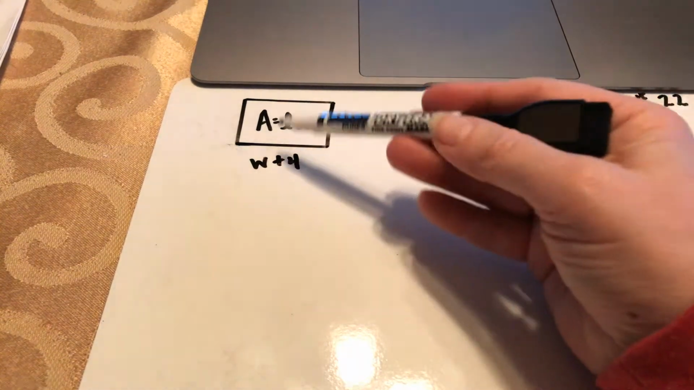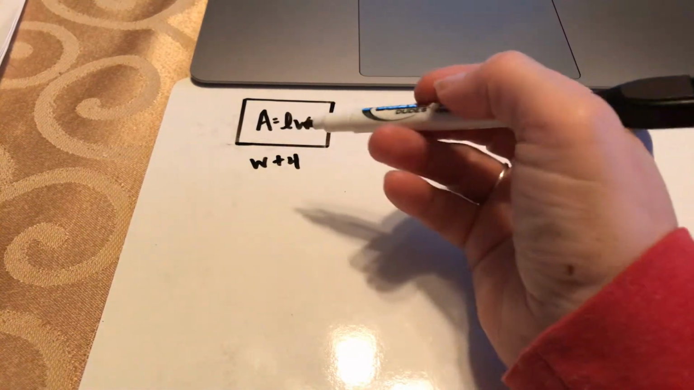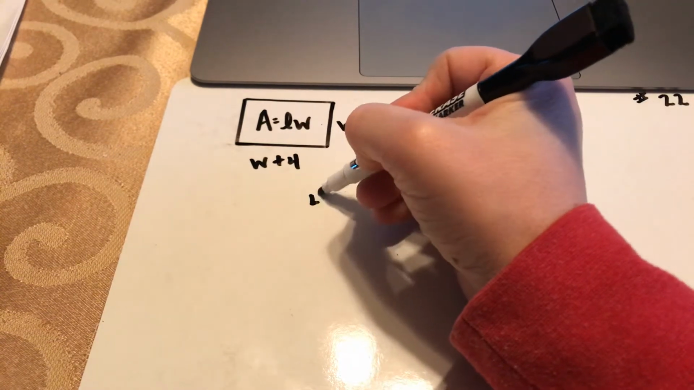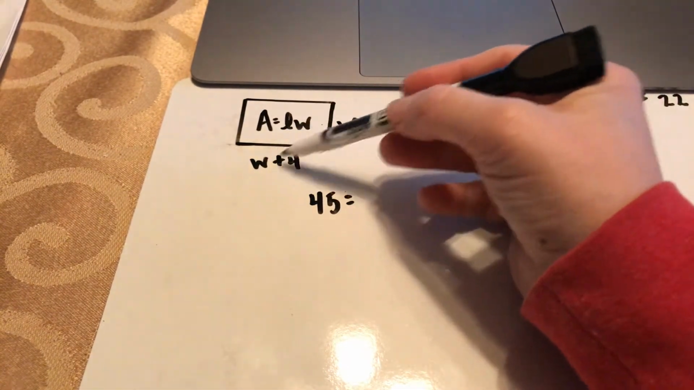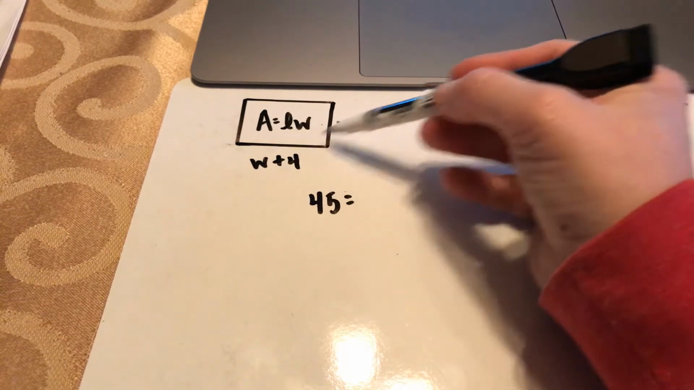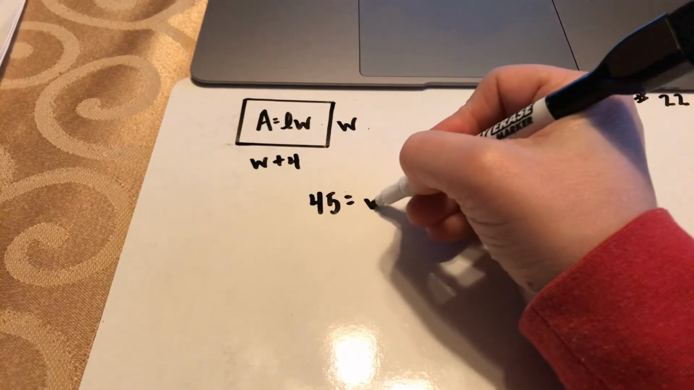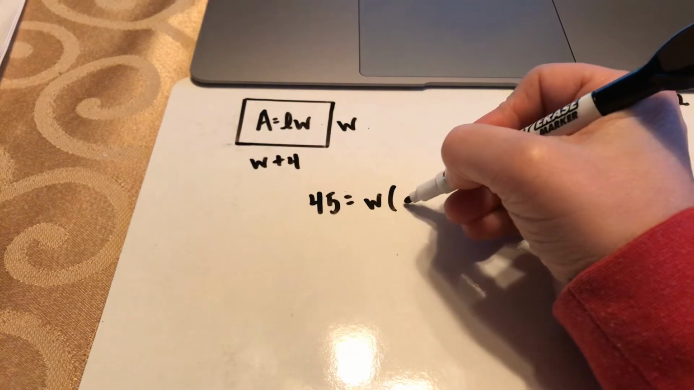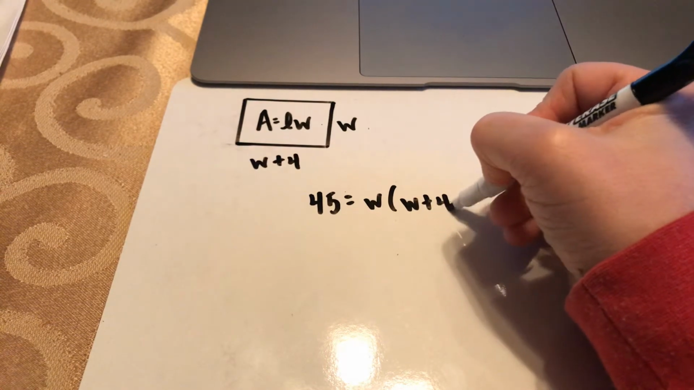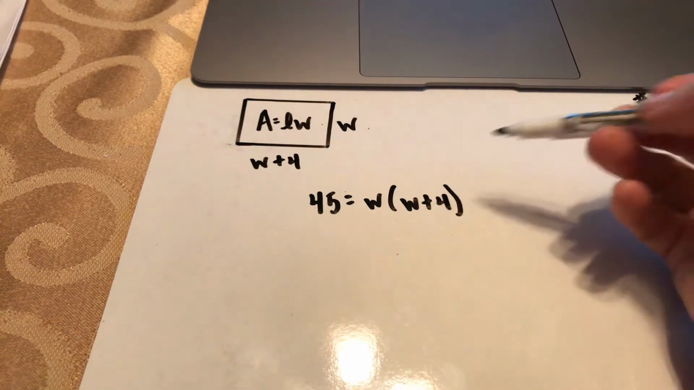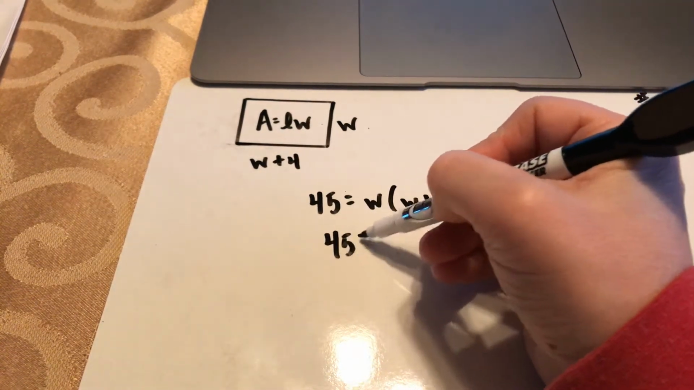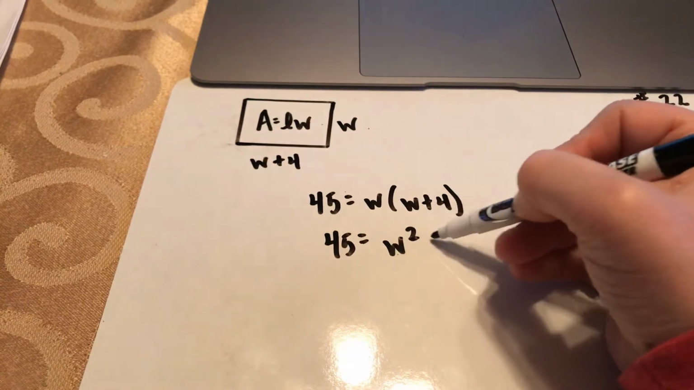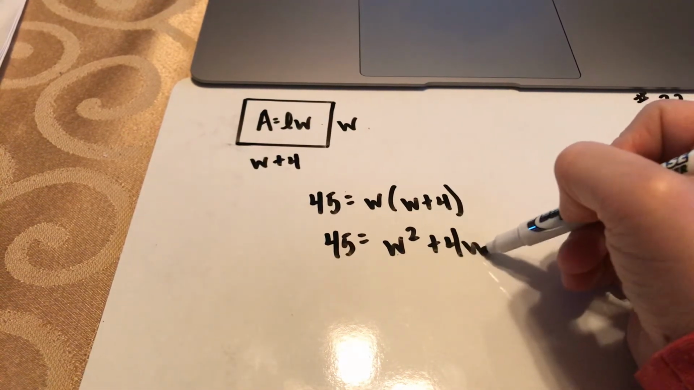So now we're just going to use our formula. The area they told us was 45. Okay, we know the formula is length times width, so this is our length and width. Okay, doesn't really matter what order you write them in. I'm going to put the W first, W plus 4. All right, I'm going to go ahead and distribute this. So we have 45 equals W squared plus 4W.